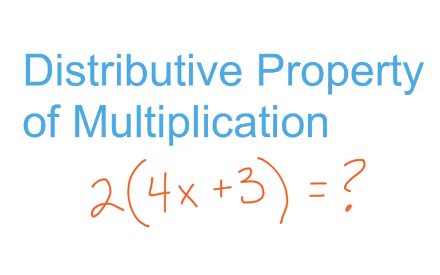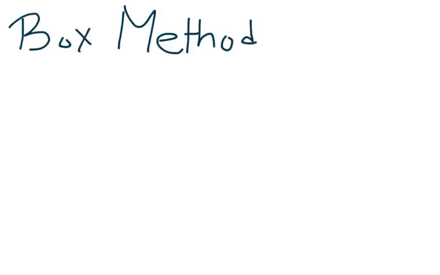So some problem that might require the distributive property of multiplication would be 2 times the quantity. That's what you say when you're saying times the stuff inside the parentheses. 2 times the quantity of 4x plus 3. So here are some different ways that you could solve that. The first strategy is called the box method.